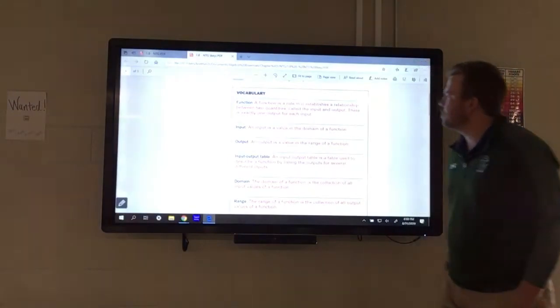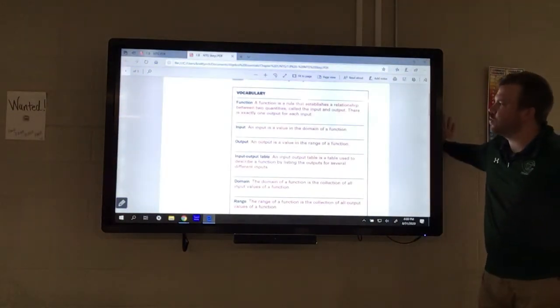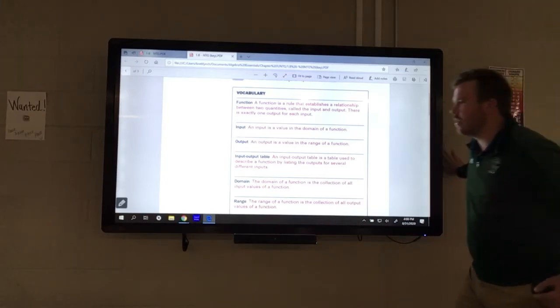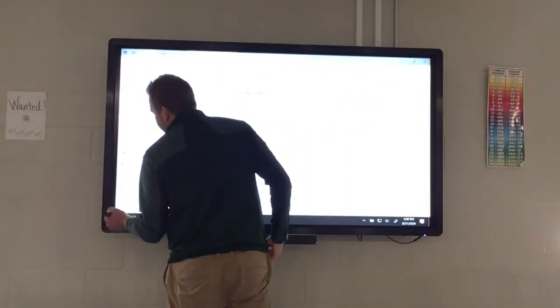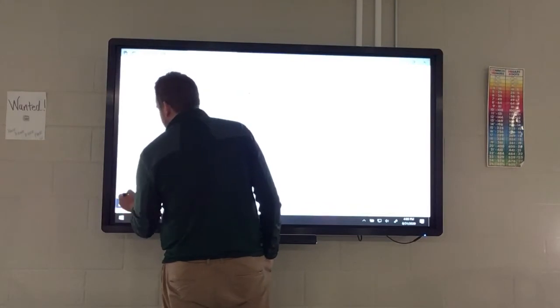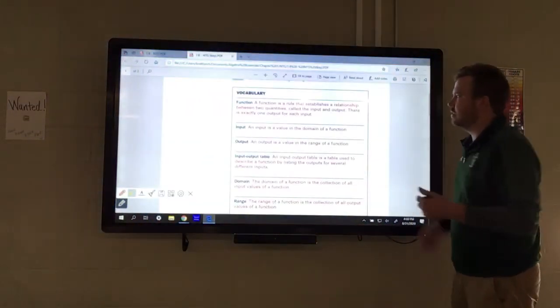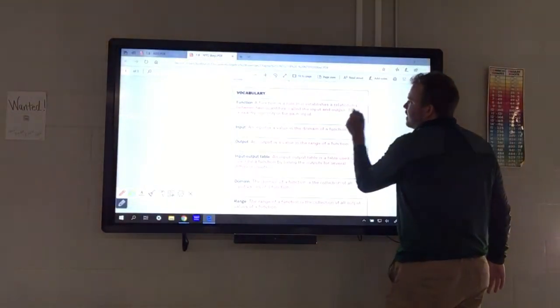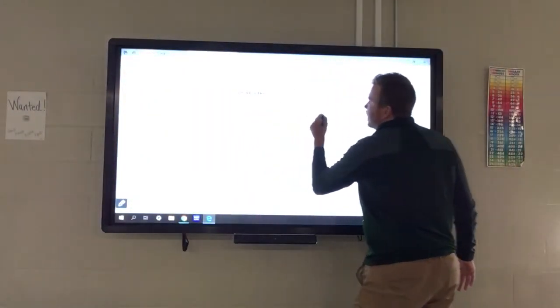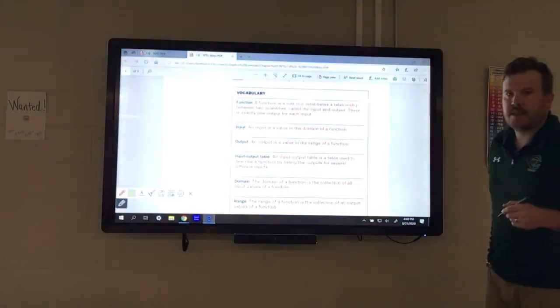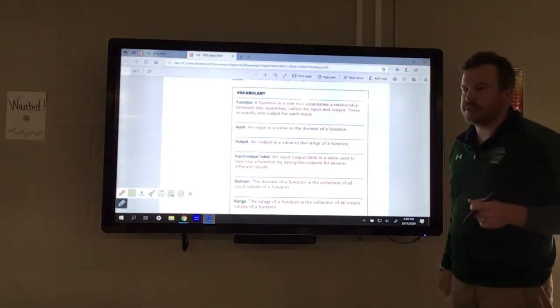A function is a rule that establishes a relationship between two quantities called the input and the output. Now, in order for a relation, so something that just relates two sets of numbers, to be called a function, there has to be exactly one output for each input. That's the main rule. There has to be exactly one output for each input.